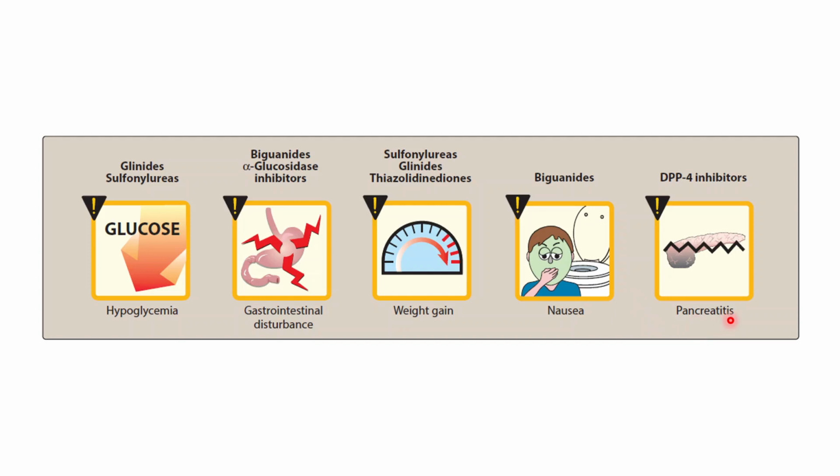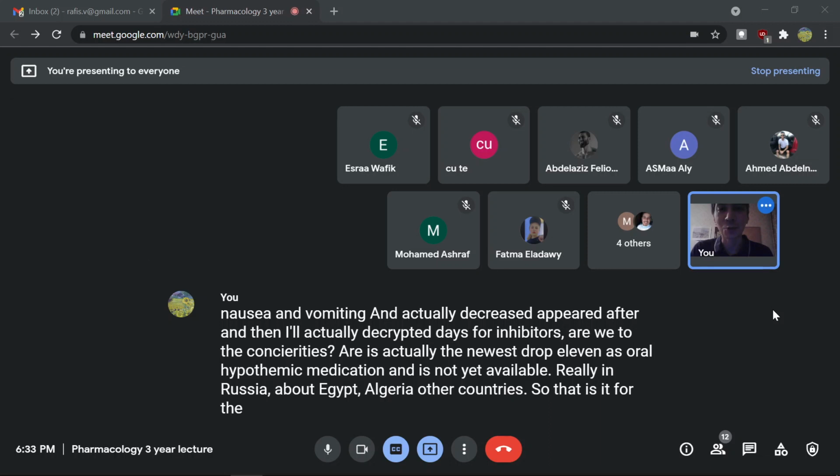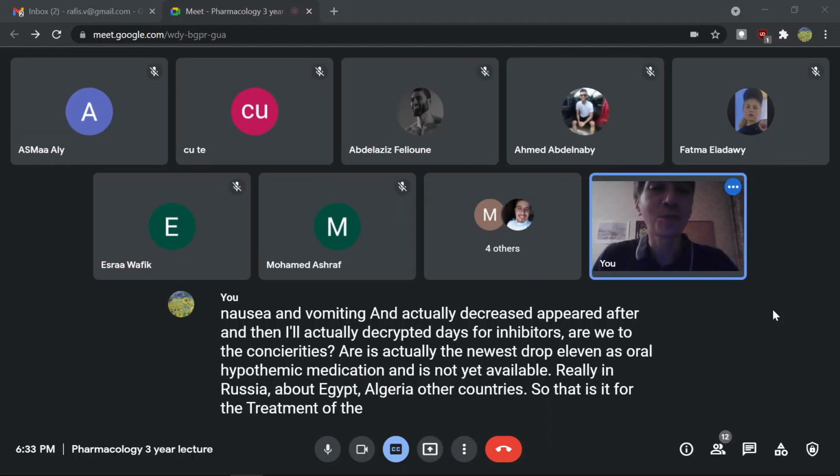And then actually dipeptidase 4 inhibitors lead to pancreatitis. It is actually the newest drug available as oral hypoglycemic medication, and is not yet available readily in Russia. I'm not sure about Egypt, Algeria, and other countries. So that is it for the treatment of the diabetes mellitus.